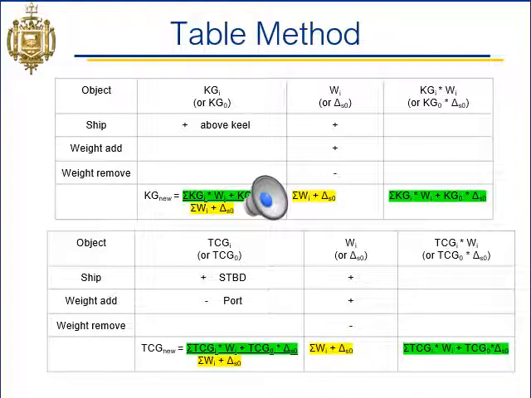And then you can do the same thing. It's almost the same equation and almost the same table for a transverse center of gravity shift. The only thing that's different to keep in mind is that the ship's center line is considered 0, whereas any shift that originates from the starboard side is positive, and anything from the port side is negative.